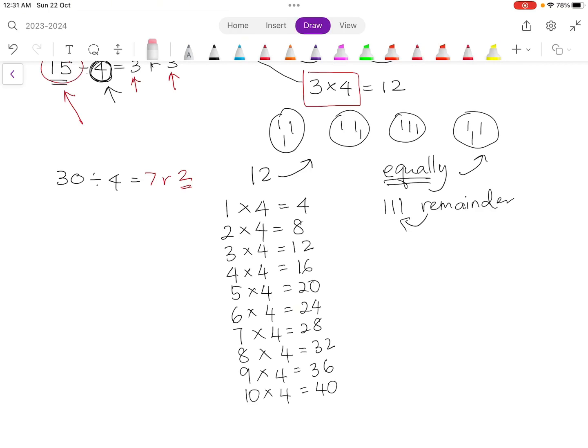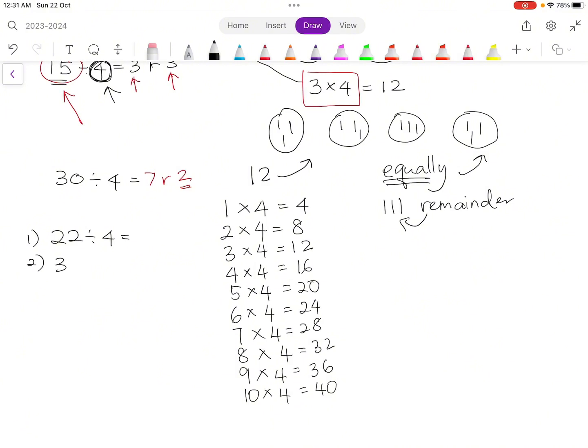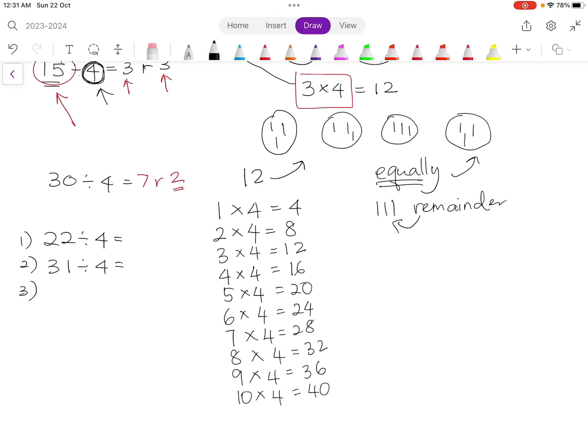I'll post 5 questions for you, right? First question is, think about what is 22 divided by 4. Second question, think about what's 31 divided by 4. Number 3, think about what's 39 divided by 4. Number 4, think about what's 10 divided by 4. Number 5, what about 17 divided by 4?